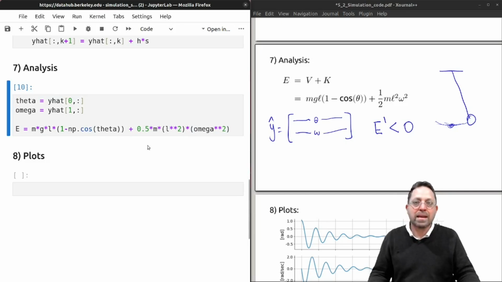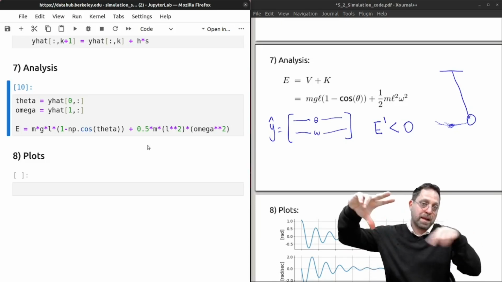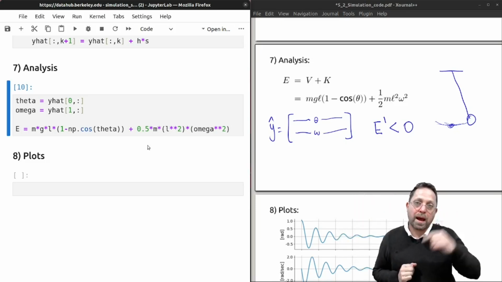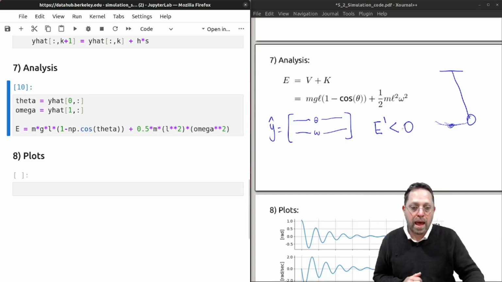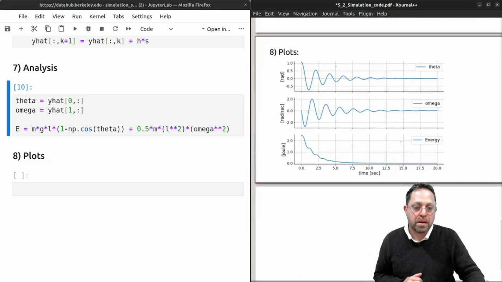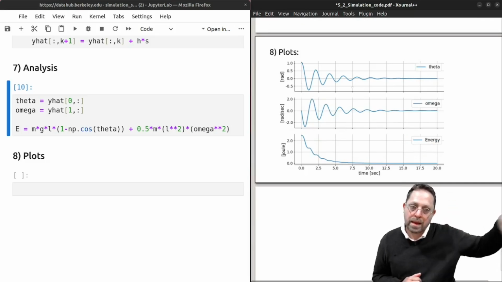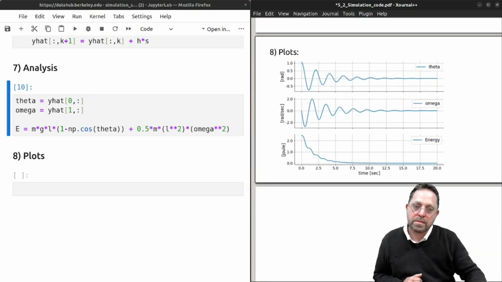And the next thing I would do is I would make some plots. I would plot theta, I'd plot omega, I'd plot the energy, maybe make the state space plot of the spiral that I showed before. And here is an example. Here we see through time that theta is sort of wiggling and it decays. The speed goes to 0, and indeed the energy is decaying through time.